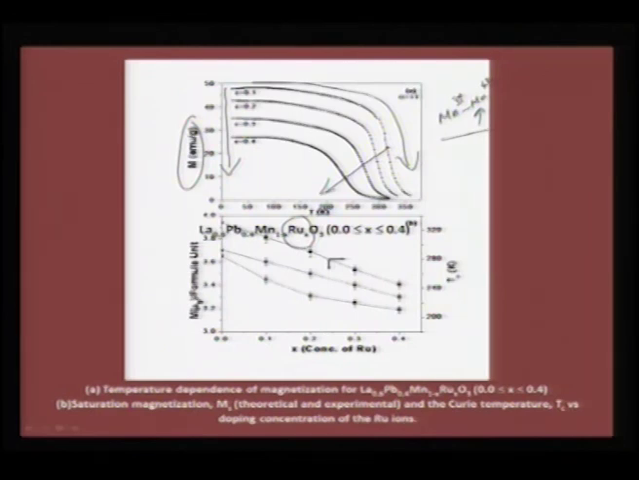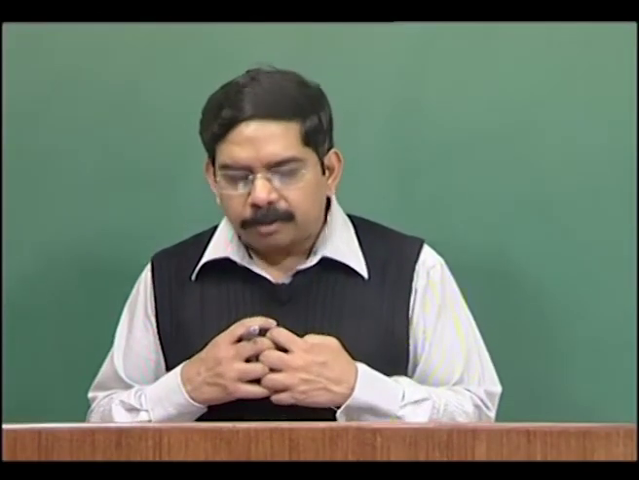But what is interesting is that even up to 40% of ruthenium that you dope into the manganese site, you can still observe a very strong collinear ferromagnetism, and this suggests that something else should be happening for this double exchange phenomenon to occur or to sustain.